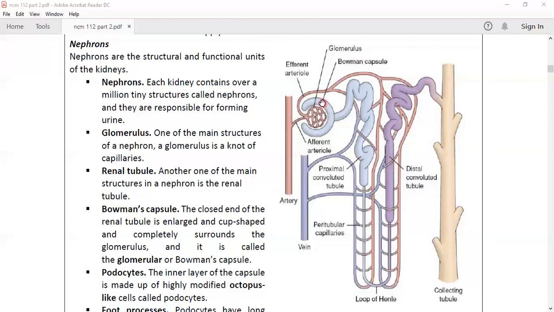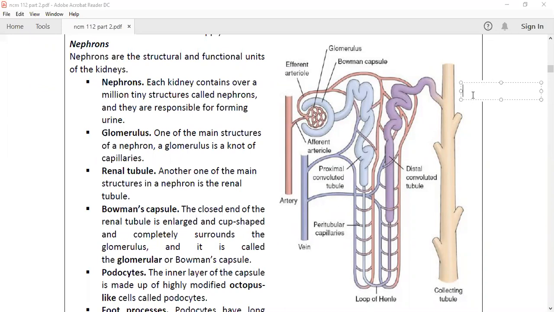So let's repeat that. Bowman's capsule, proximal convoluted tubule, loop of Henle, distal convoluted tubule, and then your collecting ducts. All right. So going back to the specific function of your peritubular capillaries, it has something to do with the processes that are involved in your nephrons. So there are four principal processes that I would like you to remember in the functions of your nephrons. All right, so let me just type that in a little bit.